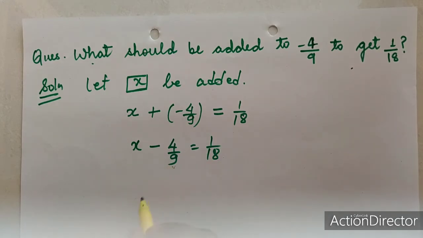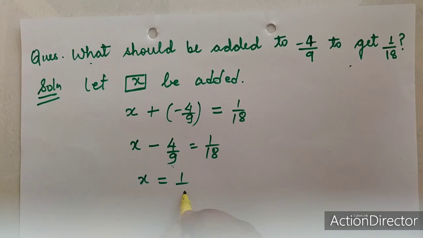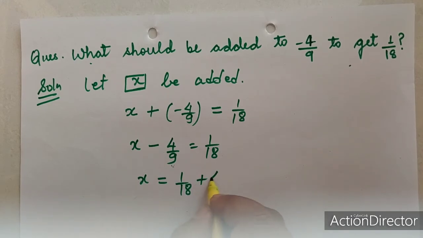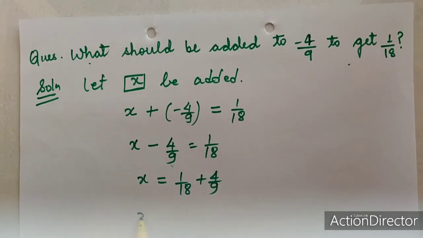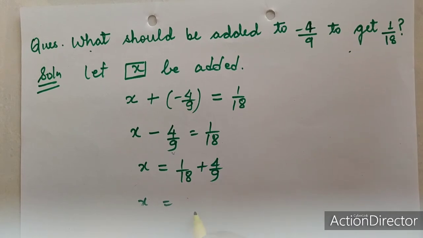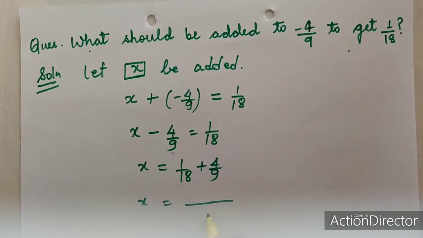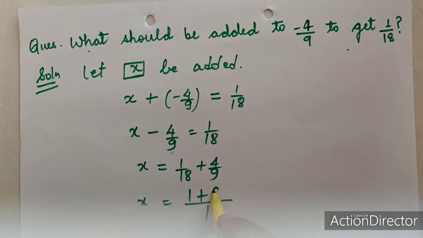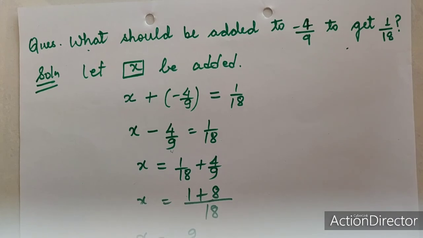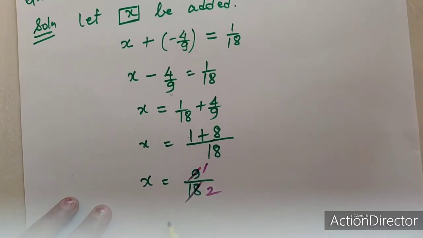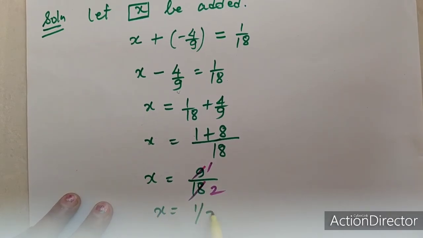Now shift this number toward the right side. So x is equal to 1 by 18 plus 4 by 9. Now here the denominators are not the same. Make them the same after taking the LCM. So the LCM of 18 and 9 is 18. So here the numerators are 9 and 2 4s are 8, like this. So x is equal to 9 upon 18, which can be reduced into lowest form. So the number is x equal to 1 by 2.